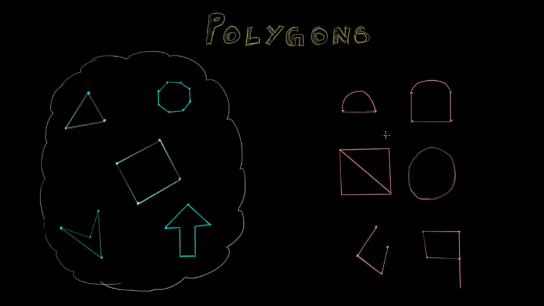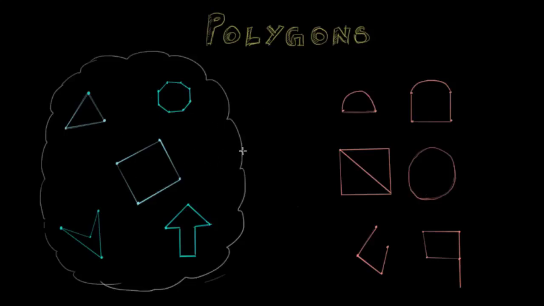I've drawn a few curves here, and notice that these curves on this side belong to a family that we call polygons, and these curves here don't belong to that family. Now, why should some curves belong to this family and some not belong? To belong to this family, you have to follow some rules.